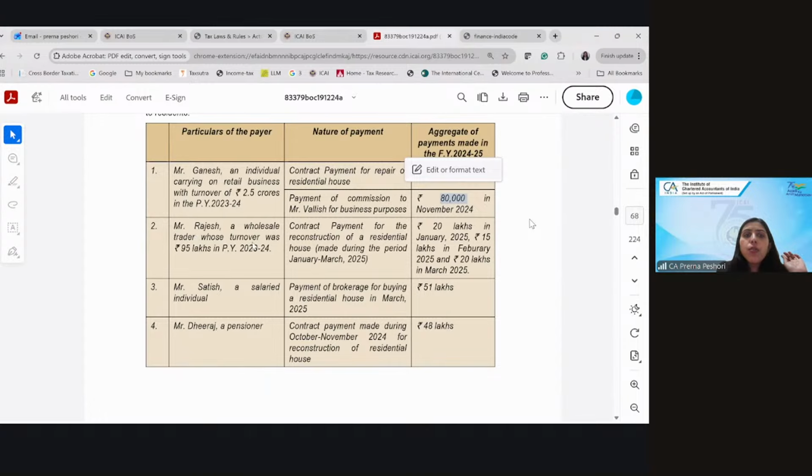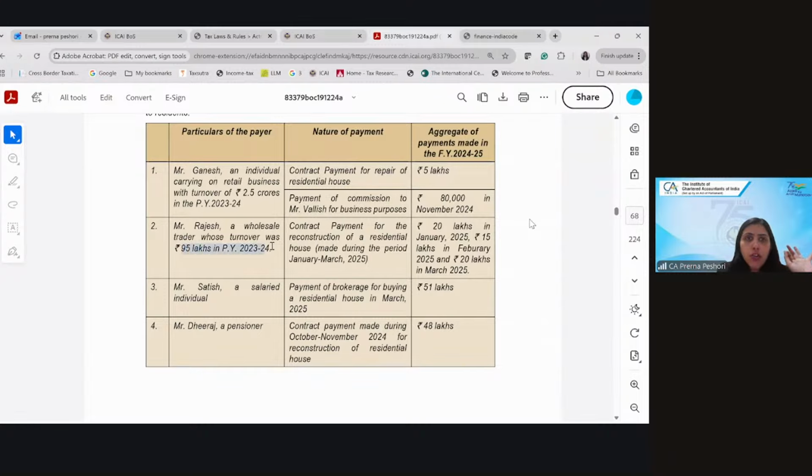Mr. Rajesh, a wholesale trader whose turnover was 95 lakh in previous year 23-24. Contract payment for the reconstruction of a residential house made during the period January to March 25: 20 lakh in January, 15 lakh in February and 20 lakh in March 25. Less than 50 lakhs, not applicable, 194M. How is it less than 50 lakh? It is more than 50. Yes, 55 lakhs, sorry. It is 55 lakh, right? So 194M.